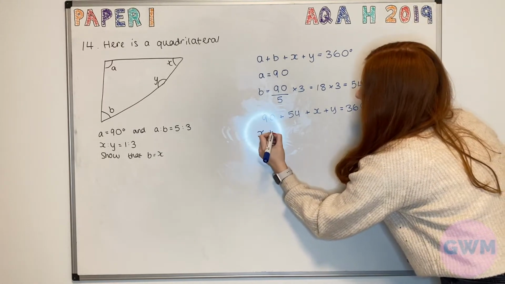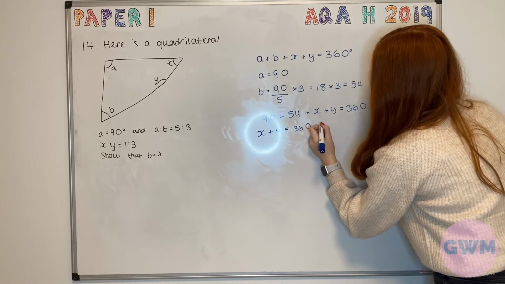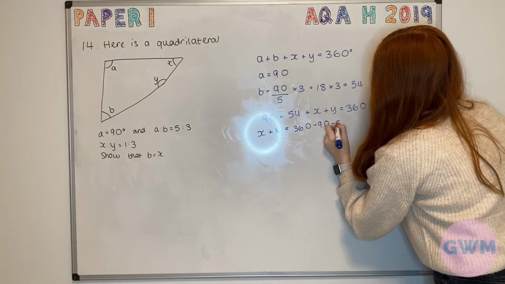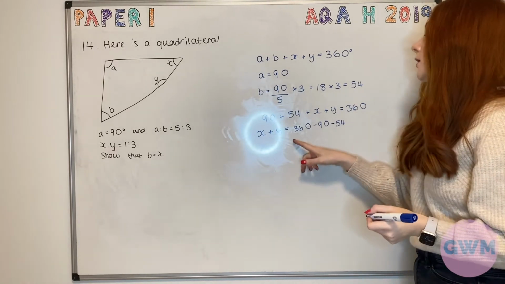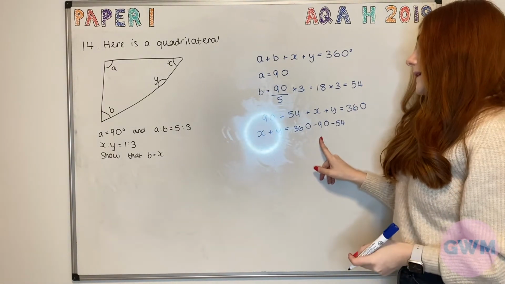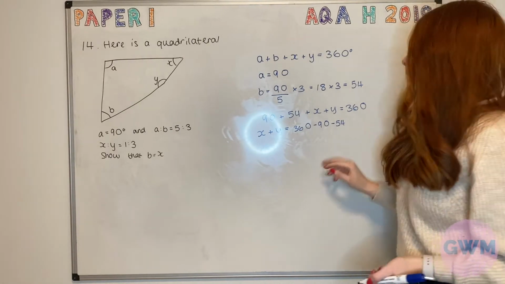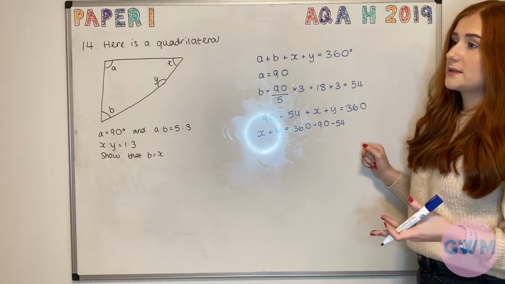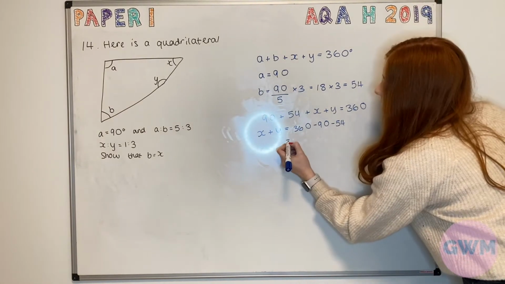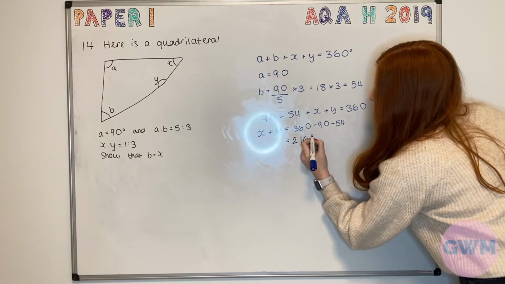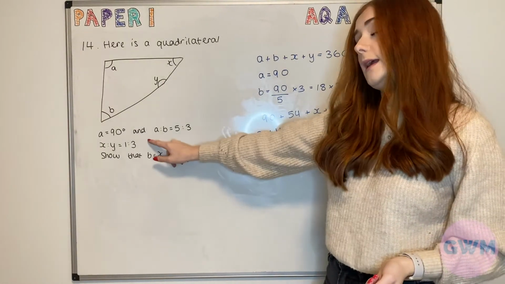So x and y is equal to 360 minus 90 minus 54. That might take a few steps of working, so it's quite a long subtraction. 360 minus 90 is 270. We then minus the 54, so we minus the 50 first: 220, minus the 4, 216. Okay, so we now have an equation for x and y.